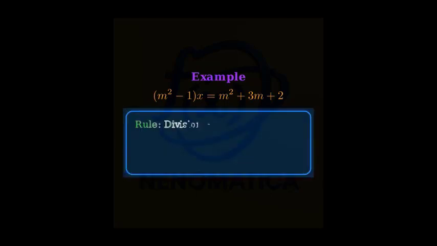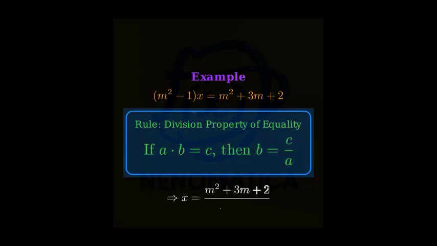Let's start by looking at our problem. We need to solve and discuss the parametric equation: m squared minus 1 times x equals m squared plus 3m plus 2. First, let's isolate x in the equation. We'll divide both sides by m squared minus 1. This gives us x equals m squared plus 3m plus 2, divided by m squared minus 1.